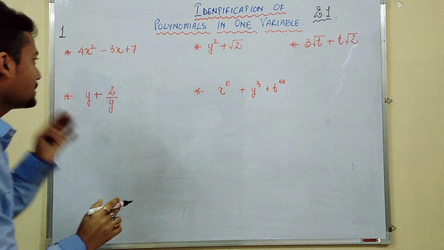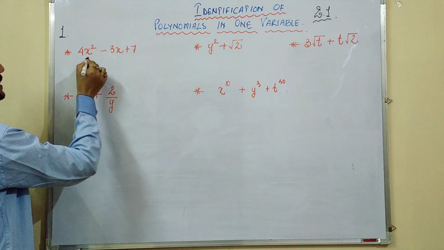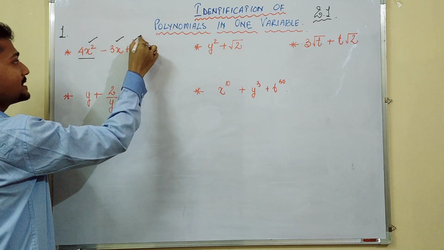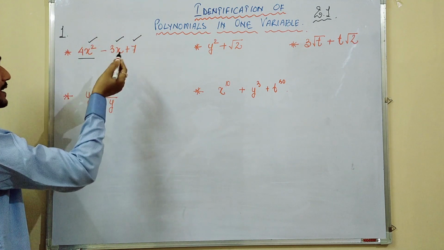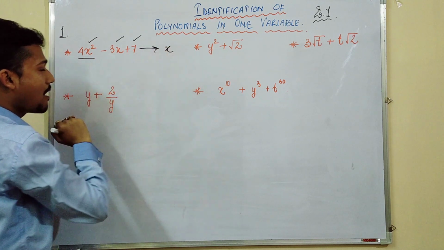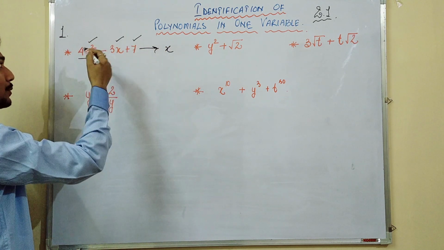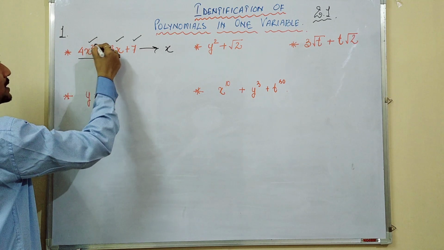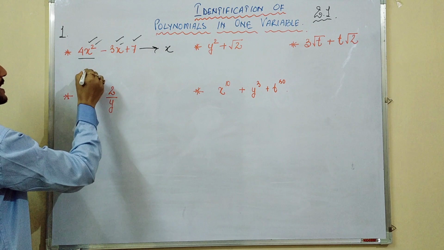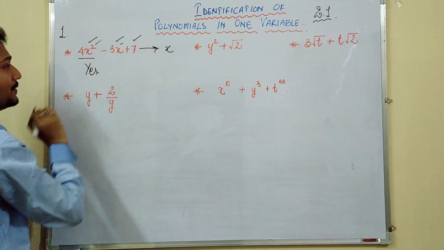So the first question, here it goes. Here it is written 4x square minus 3x plus 7. How many variables are there? There is only one variable, that is x. And is this a polynomial? We will see the powers. They are in whole number form, isn't it? So yes, it is a polynomial in one variable.